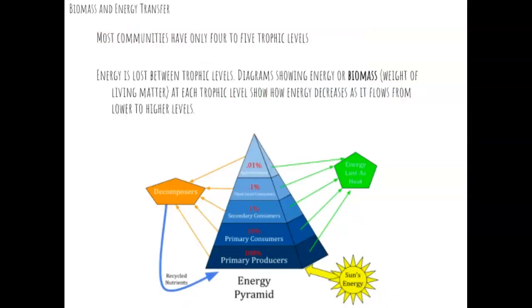So a few slides ago, I said that any community only has 4 or 5 trophic levels, and this is why that is. So energy is lost between trophic levels, and diagrams showing energy or biomass, which is the weight of living matter at each trophic level, shows how energy decreases as it flows from lower to higher levels. So if we say that primary production, which is the amount of plant matter and energy that is harvested by your producers from the sun, that is 100% of the energy available for that entire ecosystem.